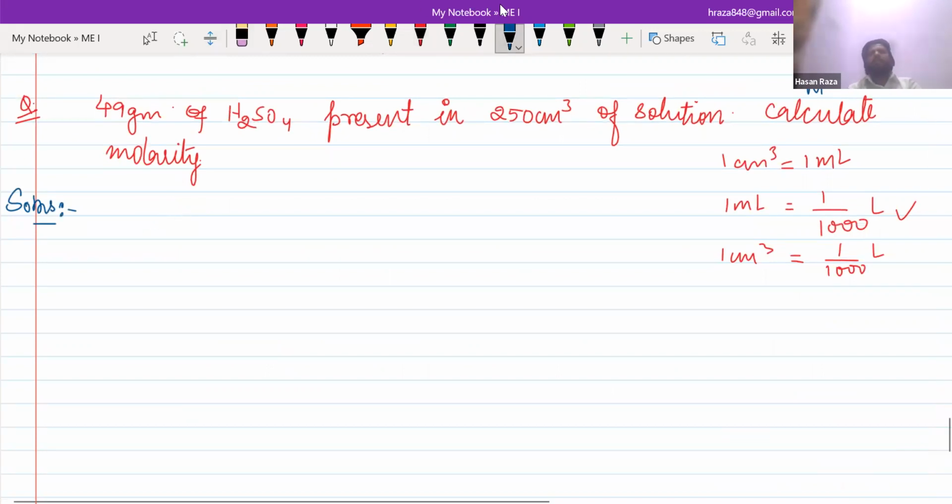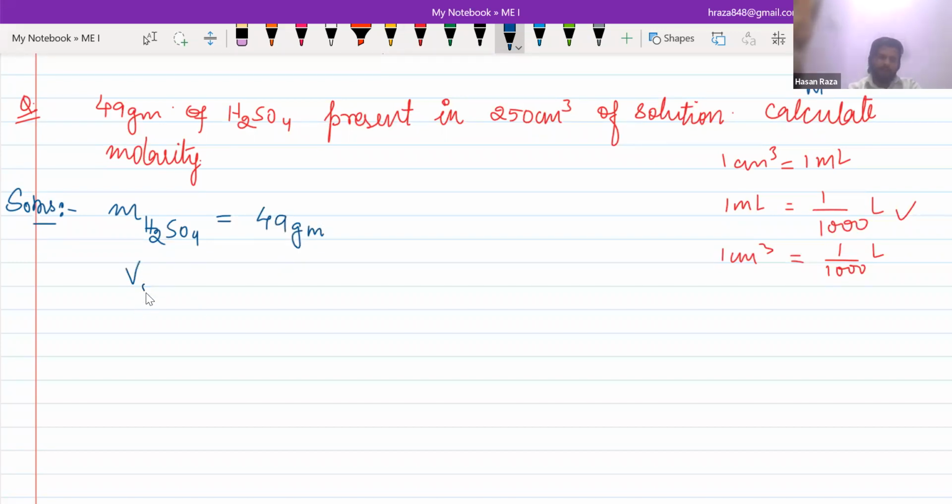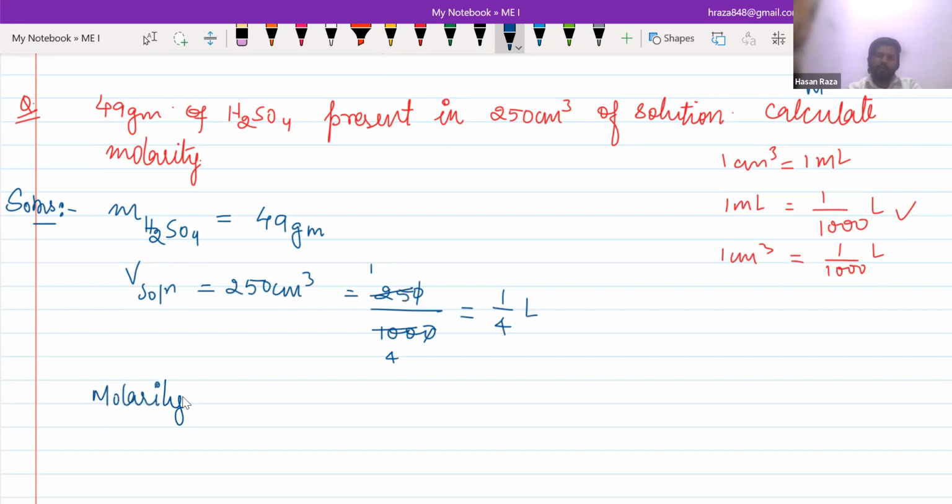First of all, whenever you are going to calculate, you need to write whatever is given. It's given like mass of H2SO4, which is a solute, is 49 gram, and volume of solution is 250 centimeter cube. And you can easily convert it into liter, 250 by 1000. So you can say it is 1 by 4 liter, right? You can easily cancel this 4 times.